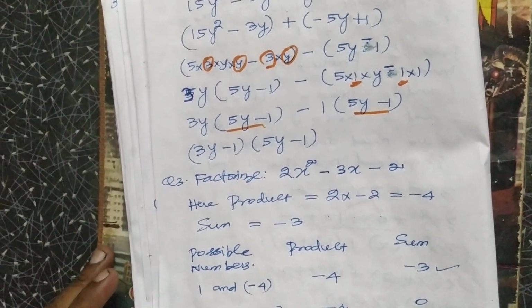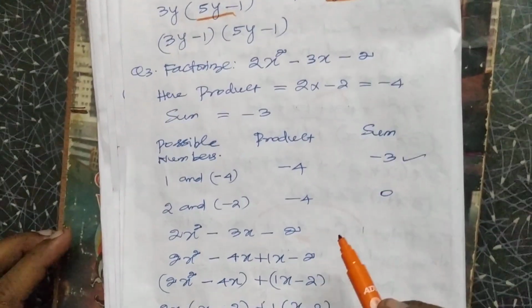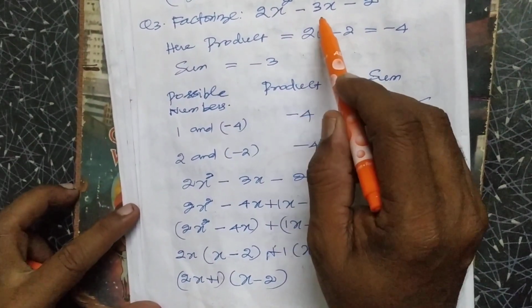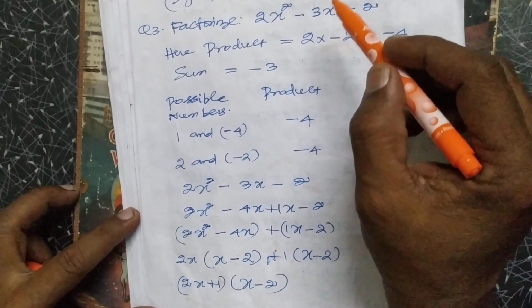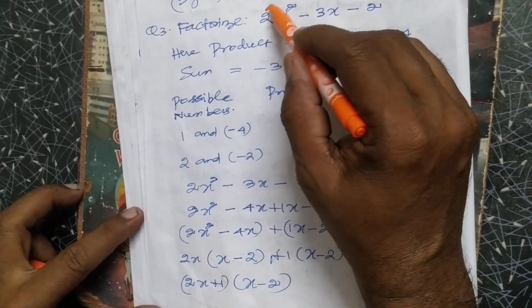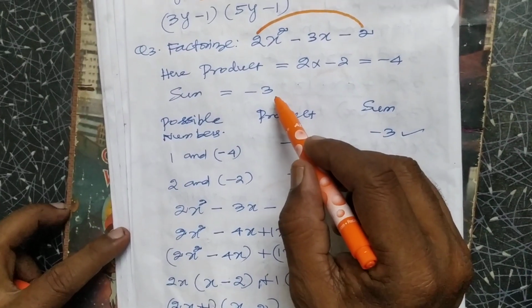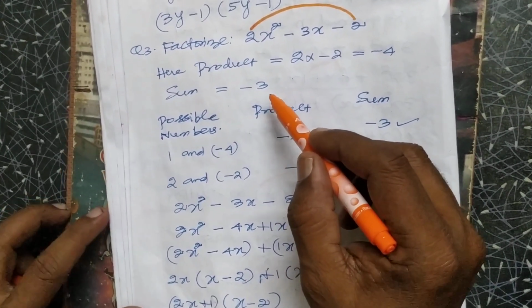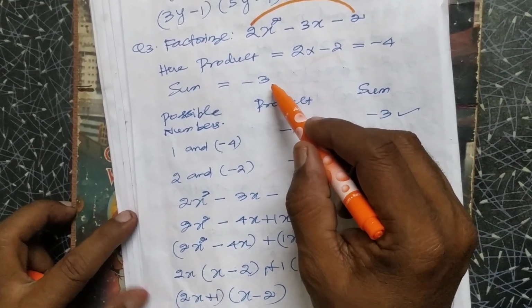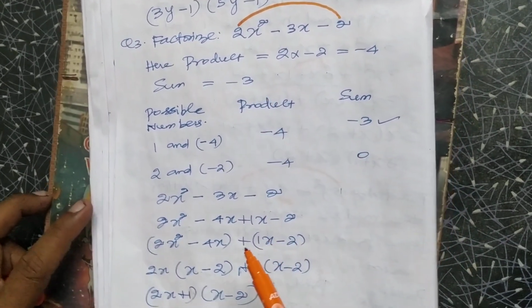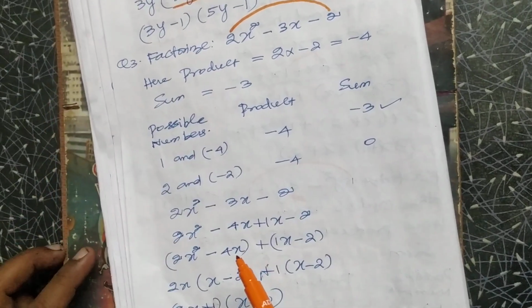Now the third one. Product is negative, sum is negative. The question is 2x square minus 3x minus 2. The product will be 2 into minus 2, minus 4. Sum is negative. Therefore one number will be positive and the other number will be negative.